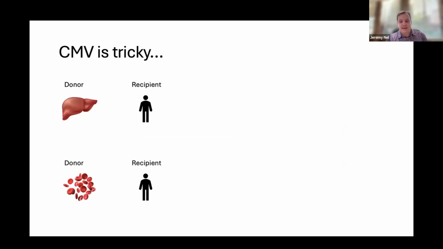CMV is a tricky thing, and Lyle's going to cover that next. So I just want to show you really the one slide on here. Just remember that what's high risk and low risk depends on the type of transplant. In a solid organ transplant, the highest risk is when the donor is CMV positive, and we're talking serology here. So you're doing CMV IgG. The donor is positive, but the recipient's negative. That's highest risk because you're going to get some CMV exposure from the organ.